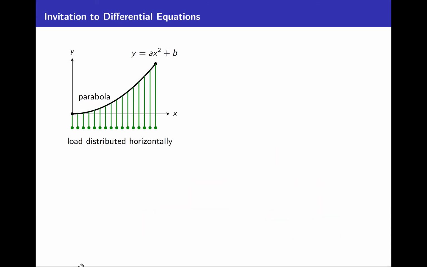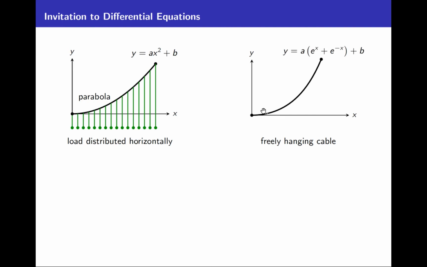We've just shown that a suspension bridge has the shape of a parabola. And this is in the situation where the load is distributed horizontally, like the cable is supporting a platform or a road. It's a very different thing if you had a freely hanging cable that's not supporting anything except itself, as if it's a string of beads. We're not going to do it here, but you can set up and solve a differential equation to show that this shape is y equals a constant times e to the x plus e to the minus x, plus b. It's not a parabola, it's a very different curve.